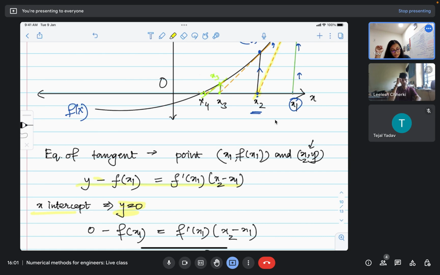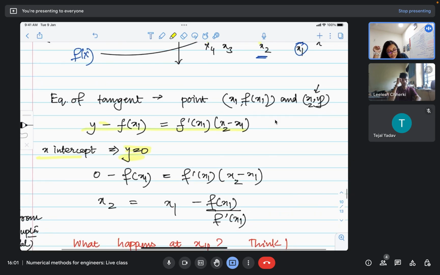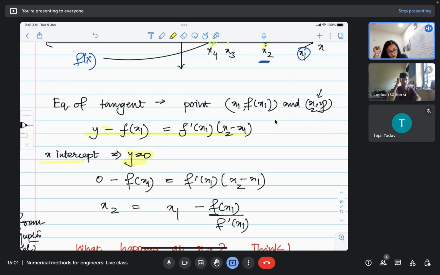Okay, so now because you are trying to find the x-intercept, you are able to set the y value to 0. Since your y value is set at 0, you rearrange this equation and write it as x2 is equal to x1 minus f of x1 divided by f dash of x1. So this is the functional form of Newton Raphson, and you will get it in every book.